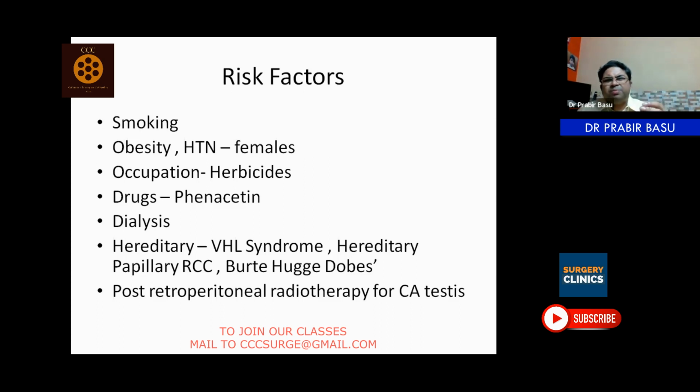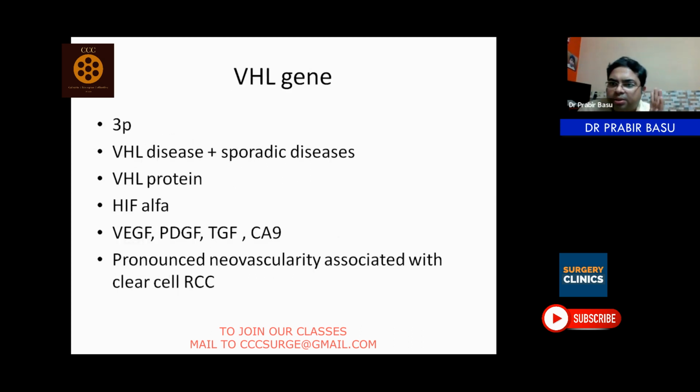Hereditary, well, 2 to 3% are hereditary. We don't go into very details about this, but remember the names. The hereditary papillary, VHL syndrome is very important, but the VHL concept is very important. VHL gene, VHL refers RCC 3 words. This is in chromosome number 3. Short arm of chromosome number 3. Done. This is an MCQ.